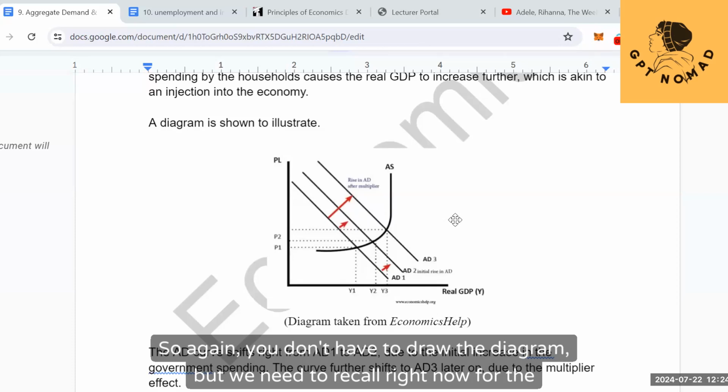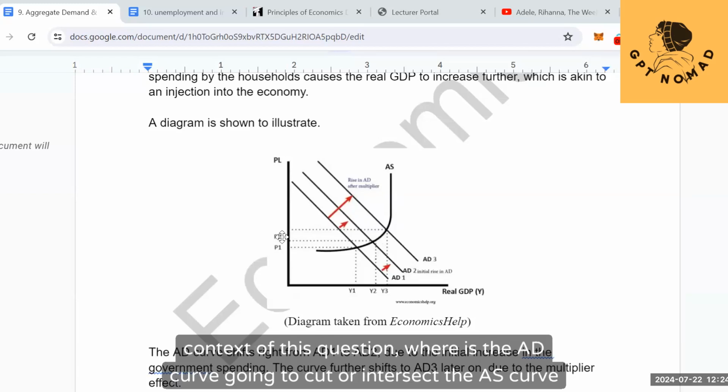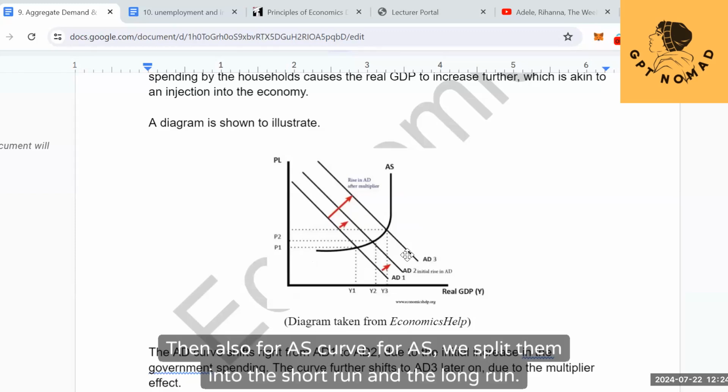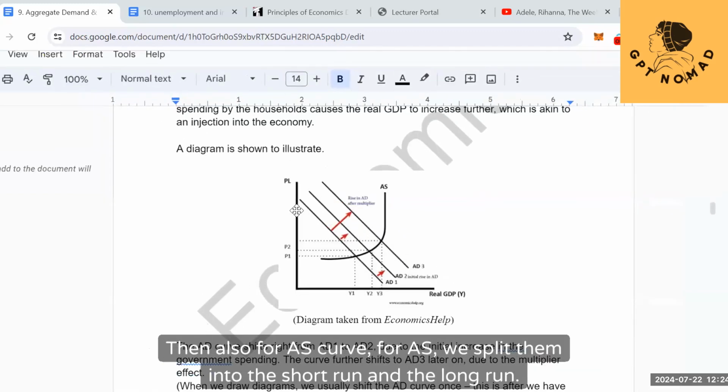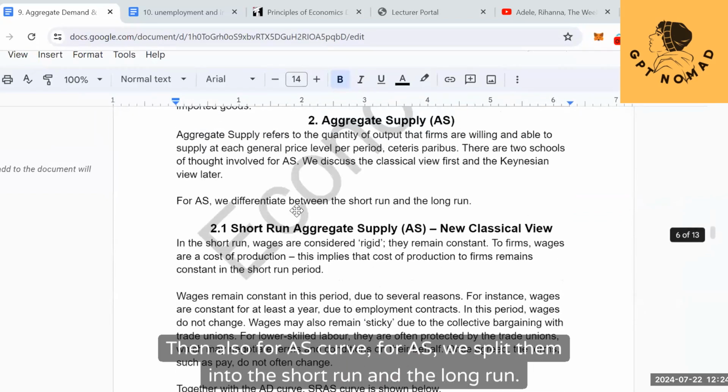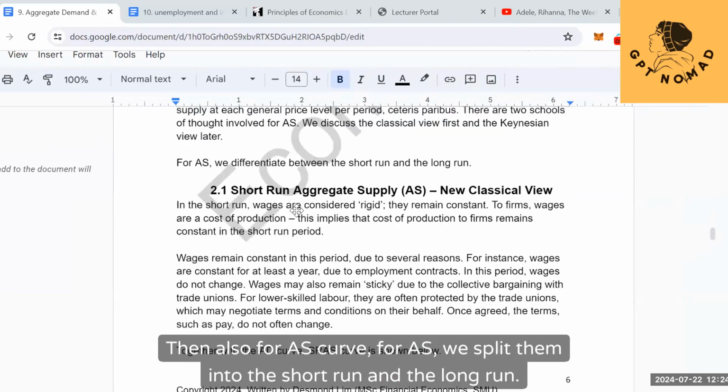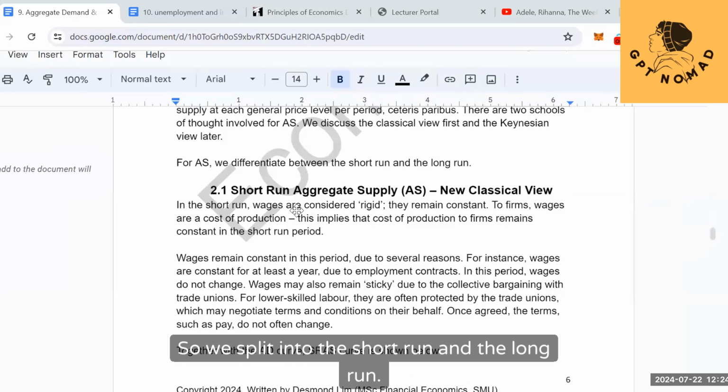Okay, so again, you don't have to draw the diagram, but we need to recall that right now for the context of this question. Where is the AD curve going to cut or intersect the AS curve? Then also for the AS curve, for AS, we split them into the short run and the long run.